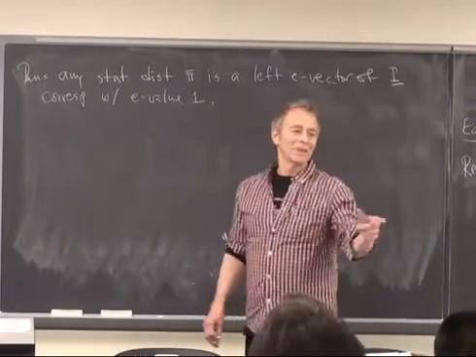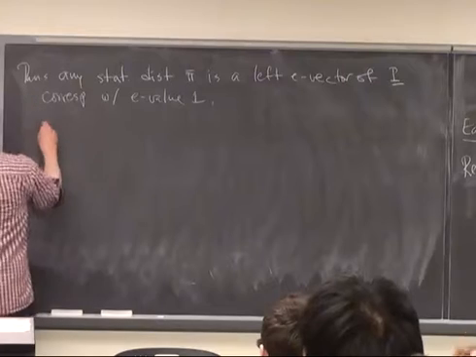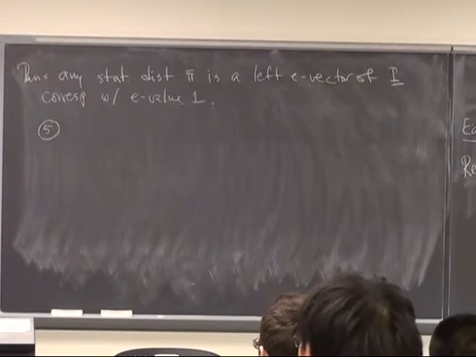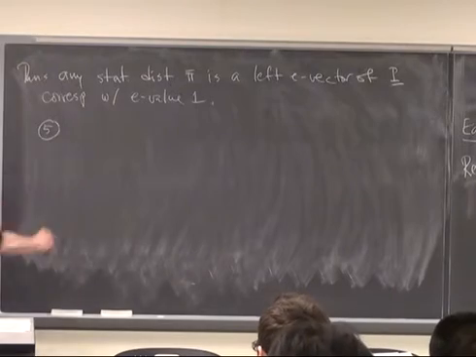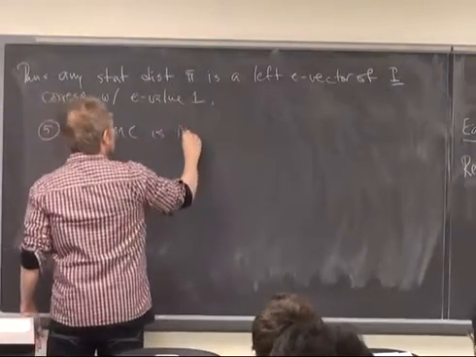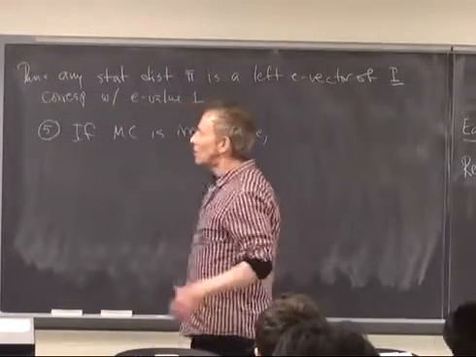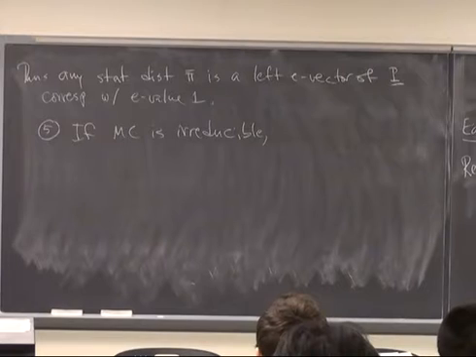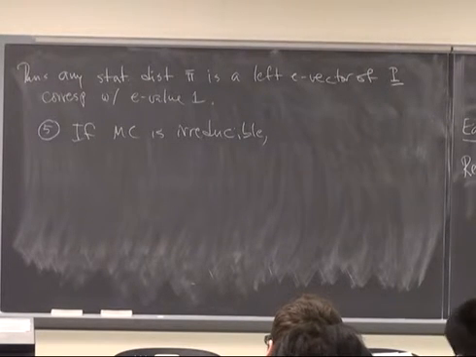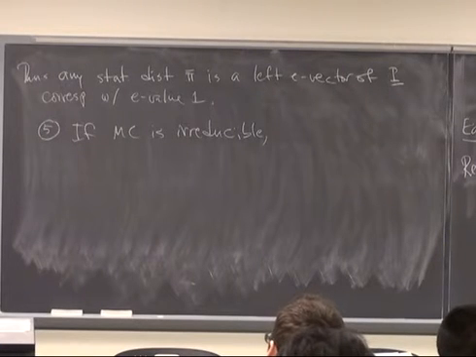Okay, now we go back to in this context. Okay? So, what if the Markov chain is irreducible? So if the Markov chain is irreducible, then what do we know? What do we know necessarily? Well, we know that it has no null recurrent states. We know that it has at least one positively recurrent state.